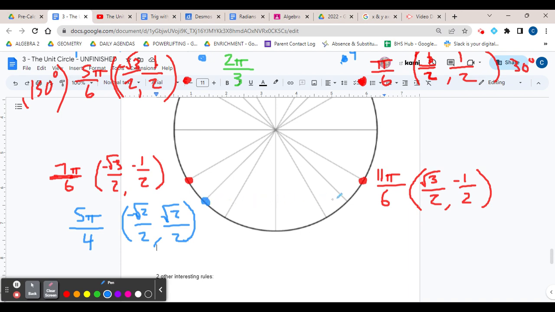All right, if we come across here to where the angle is 7 pi over 4, okay, we're going to have a positive root 2 over 2 for the x value. The y value is going to be negative root 2 over 2.